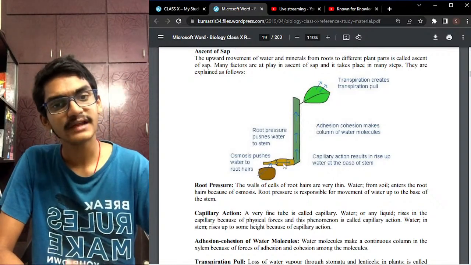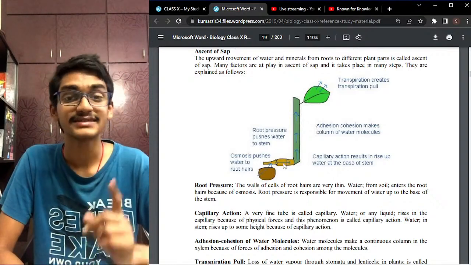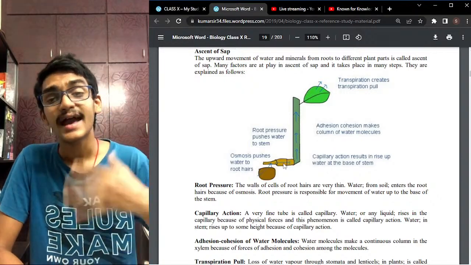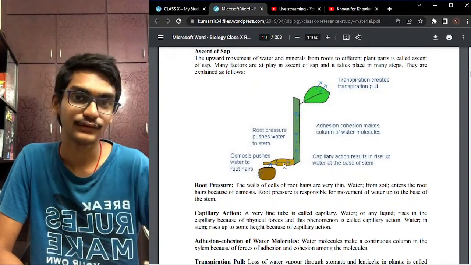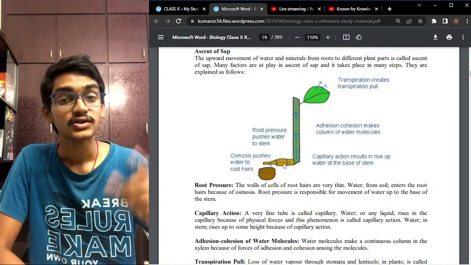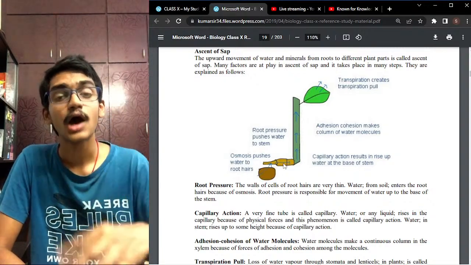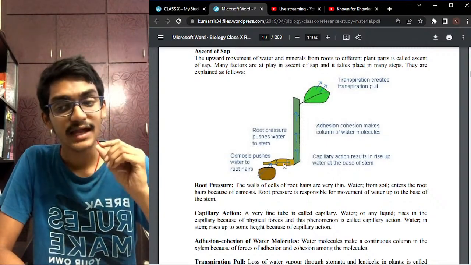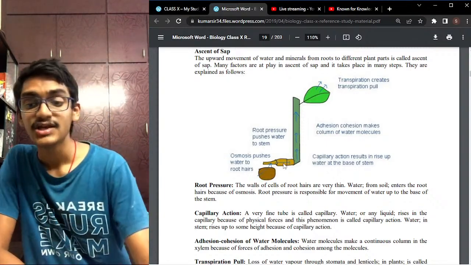Root pressure will occur both during the daytime and the nighttime, whereas transpiration will only occur during excess humidity or excess sunlight. Transpiration will not occur during the nighttime. So during the nighttime, how does the water transport? With the help of root pressure only, the water is transported.